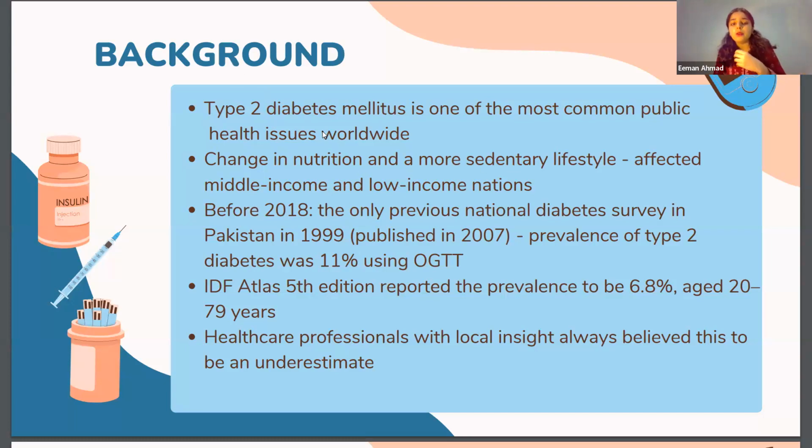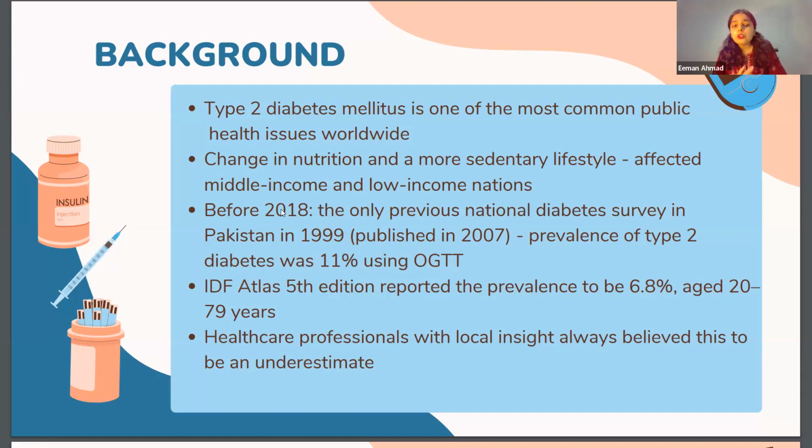Okay, so coming to the article, they've discussed these important points in their introduction. Type 2 diabetes is one of the most common public health issues worldwide. And usually we used to see diabetes in developed countries more, but because there has been a change in nutrition, people are becoming lazier. Their lifestyles have changed, right? So that is one of the major reasons why we're seeing diabetes so much more in middle income and low income countries as well, right?